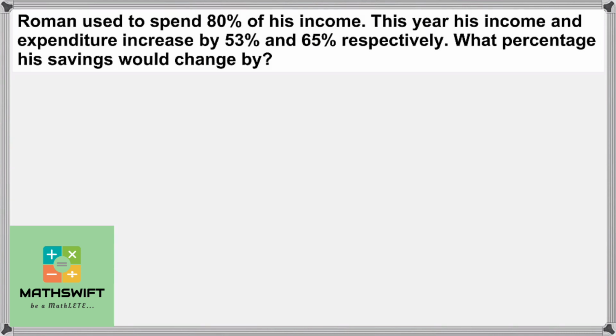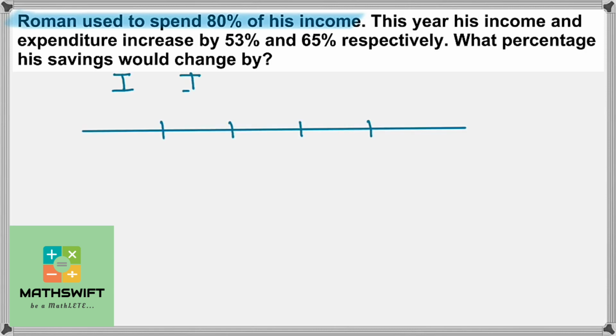The first question says that Roman used to spend 80% of his income. So we can assume his income to be 5 units since 80% is 4 on 5. So we can say that he used to spend 4 units and save 1 unit. His income increases by 53%.